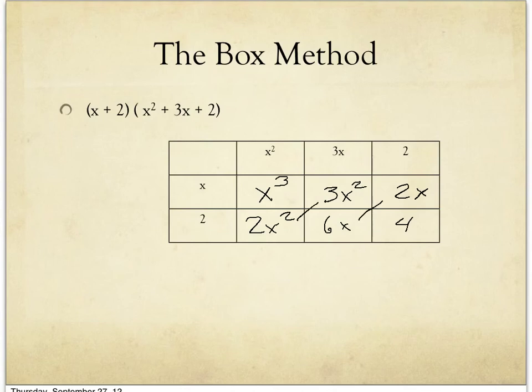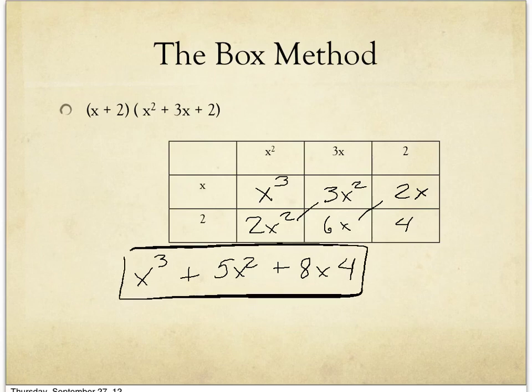And you can see the ones on the diagonal also combine. So I'm left with x cubed plus, 3x squared and 2x squared give me 5x squared, 2x and 6x give me 8x, and 4. So that allows me to multiply these very nicely.